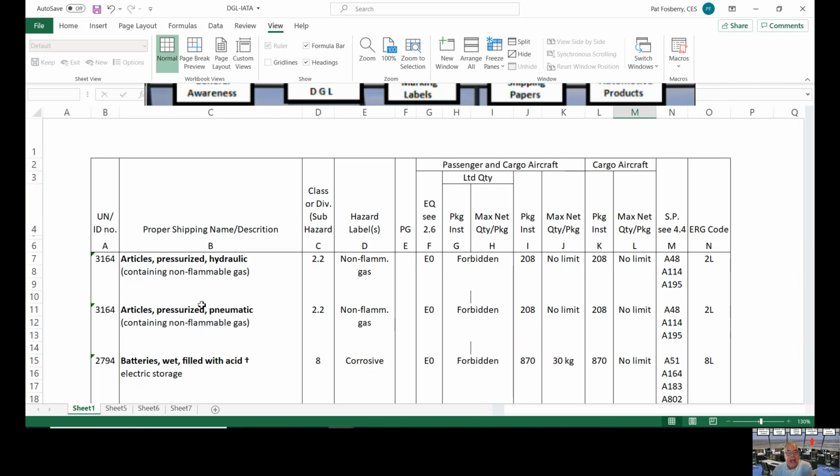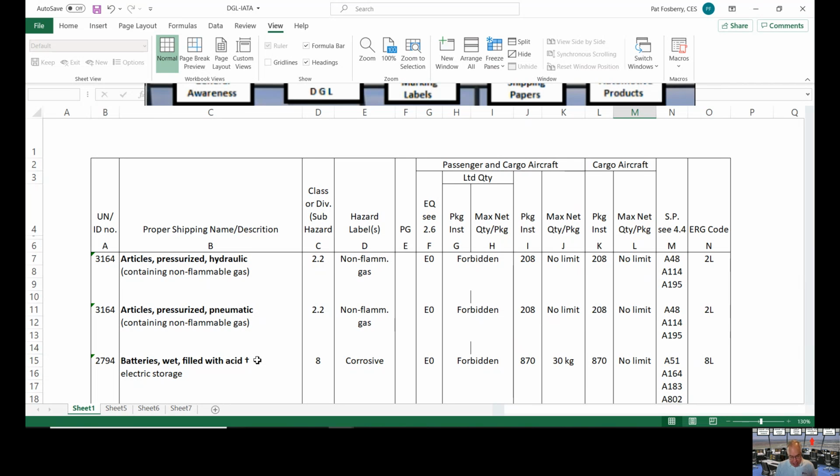If you look down and you see batteries, wet, filled with acid, the third one down, it's got a little cross sign or plus sign there, which basically means that there is an additional description. So it'll help better define possibly which battery we're talking about, or how it qualifies to be that type of battery. So that should help you out a little bit to make sure you're in the right area.